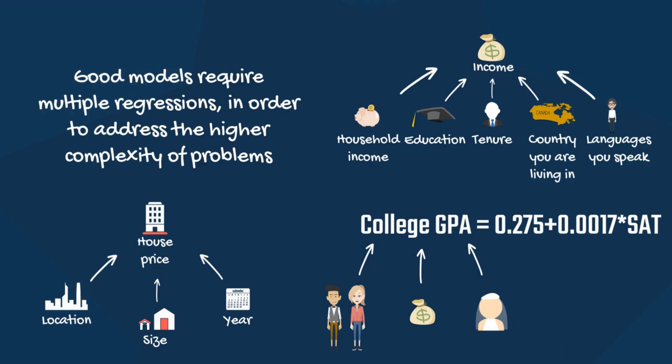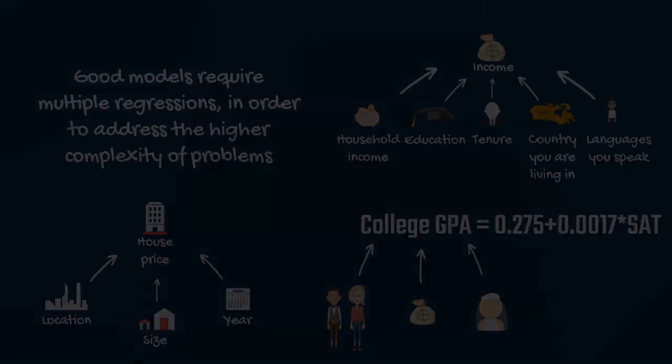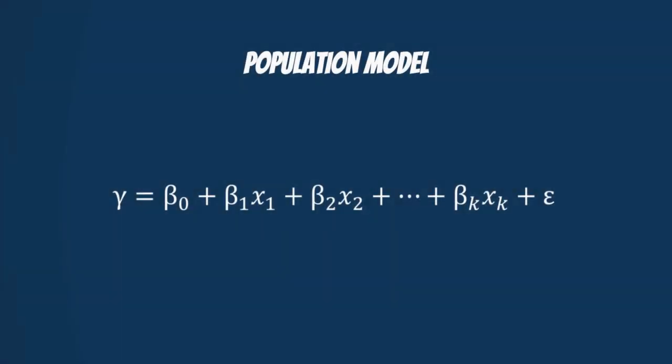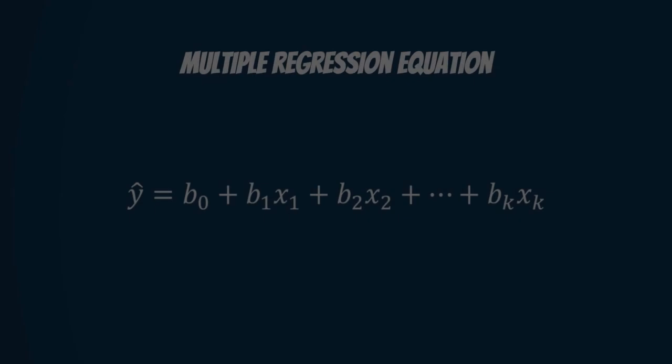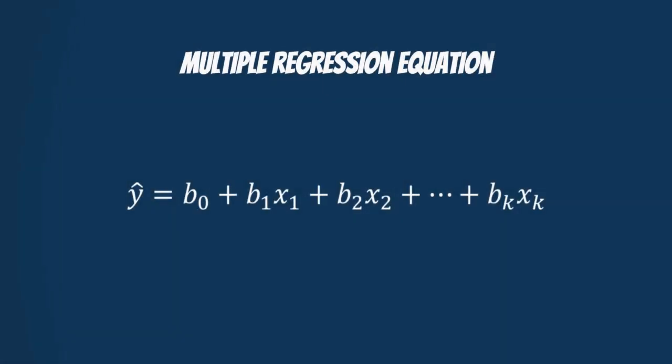All right, so this is the population multiple regression model. It is similar to a simple regression. The main difference is there are a bunch of independent variables, not just one. What we are interested in is the multiple regression equation. We want to plug in numbers and predict outcomes, right?